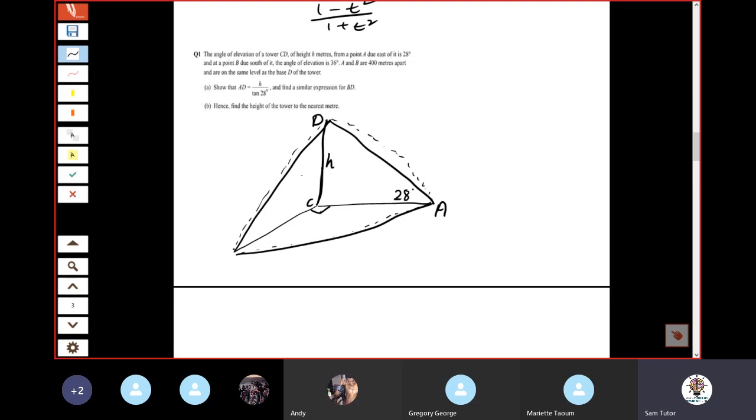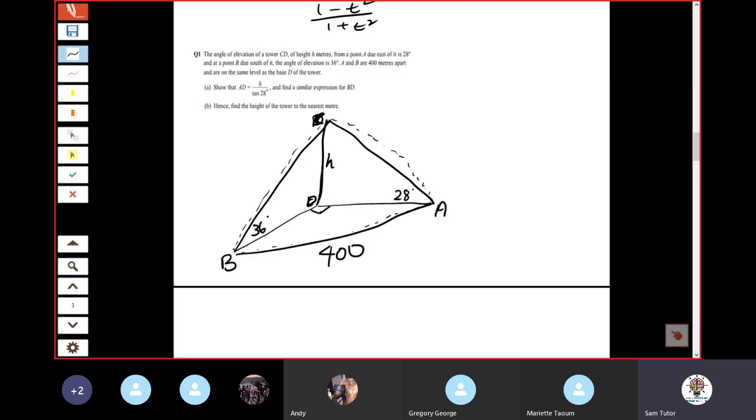The angle of elevation is 36 degrees. So there's 36 and there is B. A and B are 400 meters apart. There's 400. And they are on the same level as the base C. They have to be, base C.